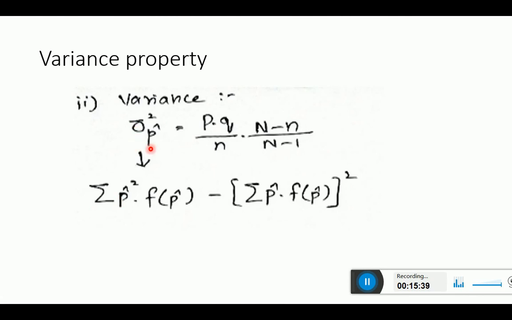The variance of your sampling distribution of proportion must be equal to p dot q divided by n into the fpc factor, capital N minus small n divided by capital N minus 1. The other formula: sigma square p cap, the variance of sampling distribution of proportion, is equal to summation p cap square dot f of p cap minus summation p cap dot f of p cap. The summation p cap f of p cap is known as your average, which we already calculated as 0.5.